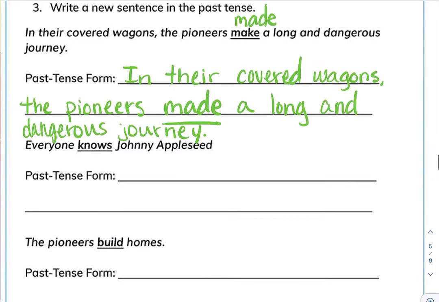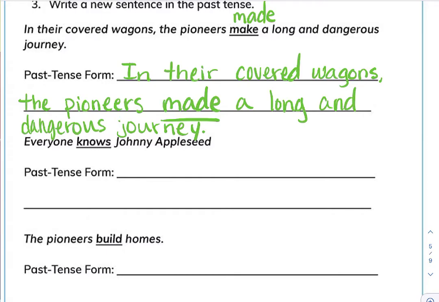Let's look at our next sentence. Everyone knows Johnny Appleseed. We're going to change the word knows to its past tense. Do we say everyone knowed Johnny Appleseed? No. What do we say? Everyone knew Johnny Appleseed. And that was one of our trick words.